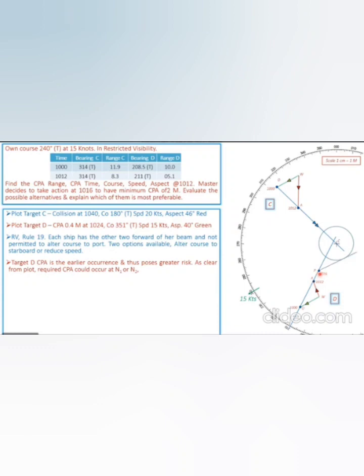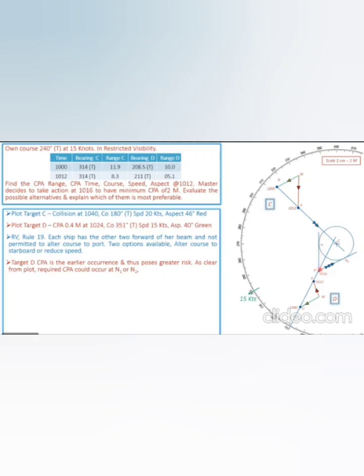Now from Papa, I draw a tangent to my CPA circle. You can see this tangent coming up. Now there are two possibilities for drawing the tangent. You can see the first possibility, Papa to November 1. The second possibility is on the other side of the CPA circle.